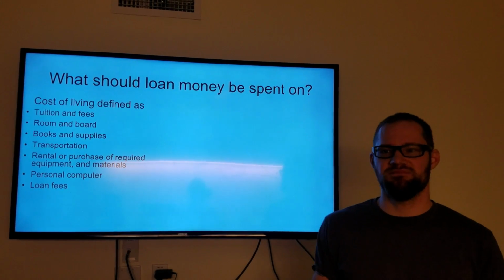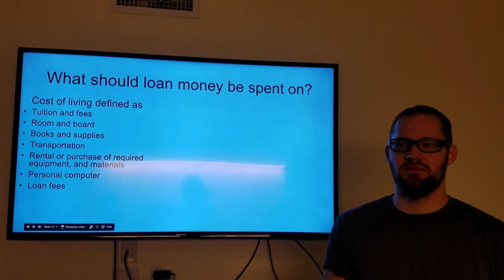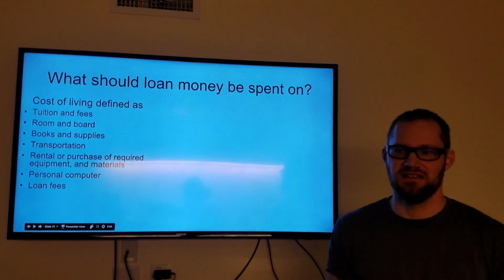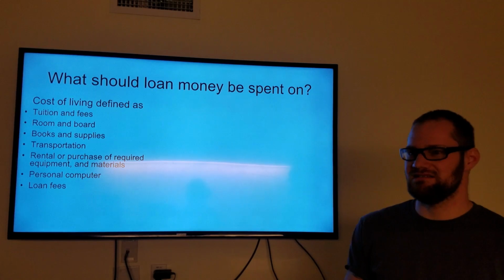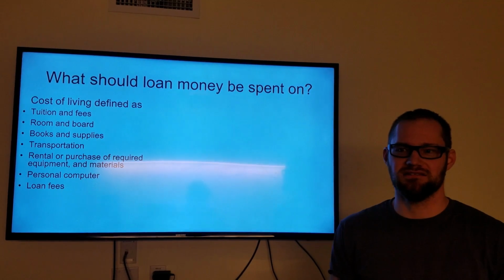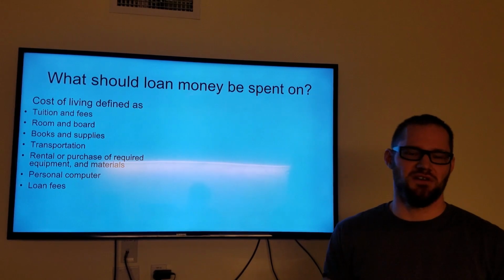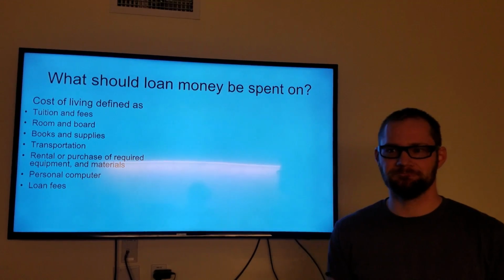What should loan money be spent on? When you sign up for a federal direct loan, you agree to use the money for a cost of attendance, meaning that you shouldn't be using this money on vacations or any other unnecessary purchases. Cost of attendance is calculated through many factors. The values of some may even be negotiated. This can be a powerful tool in controlling your personal debt.